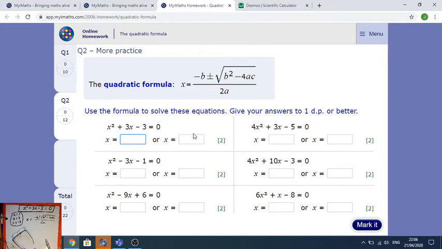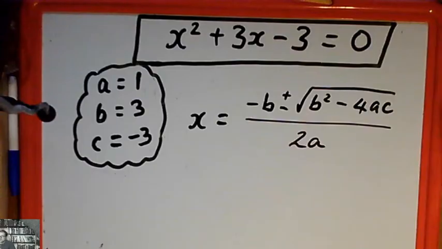So they're all something x squared and something x and something on the end equal to 0. So they're all already in the right shape for just sticking the numbers in the formula. So let's get on with it. Let's move on to my whiteboard for the first one. So here is the first one.